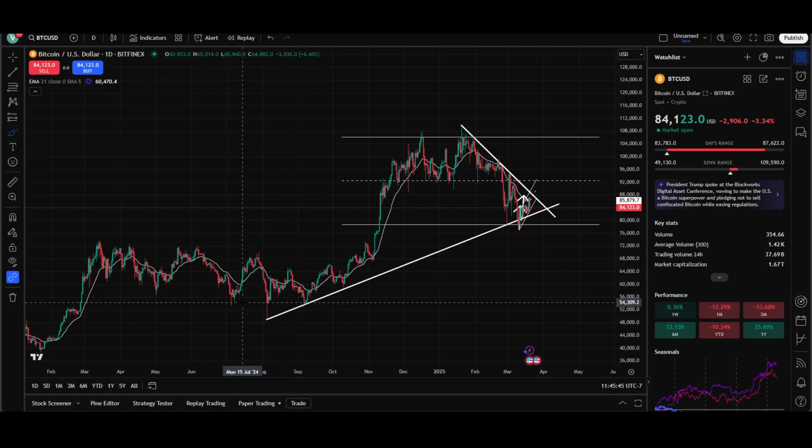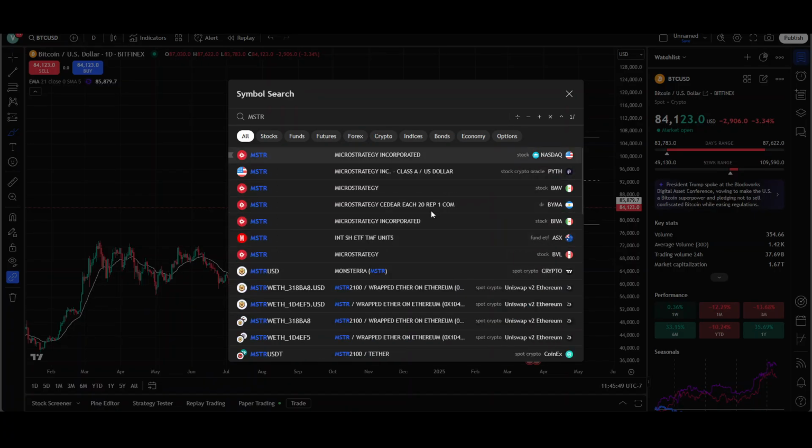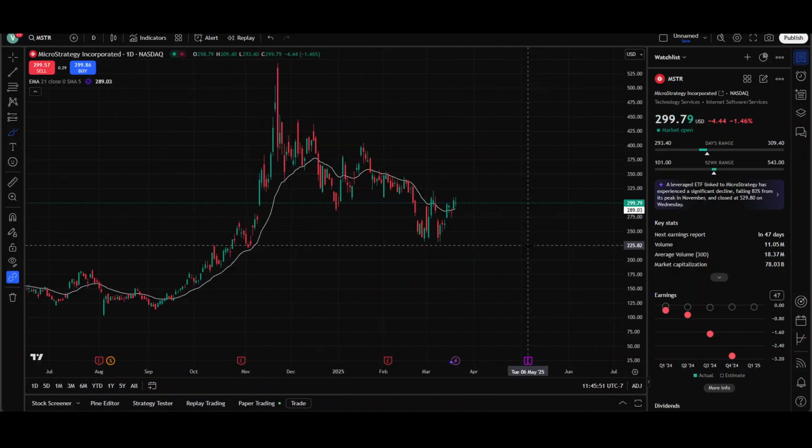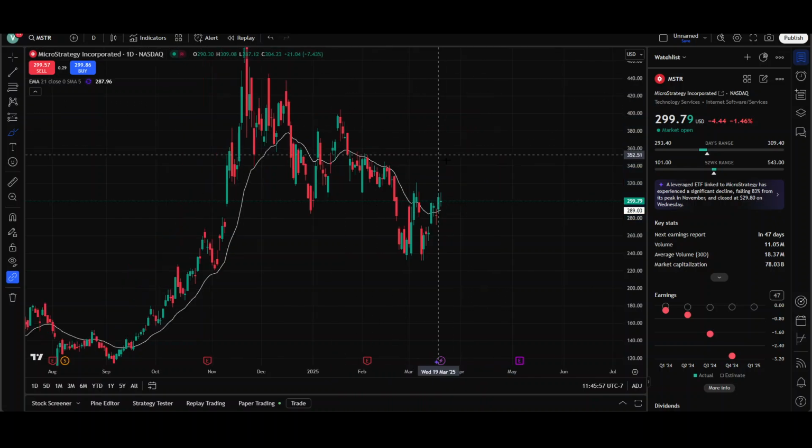The market generally does do these repeating patterns. So I wouldn't be surprised to see maybe another drop in Bitcoin, a small drop in MicroStrategy, maybe to trick a lot of people into thinking we are going lower and then potentially reverse. So let's see how it plays out.